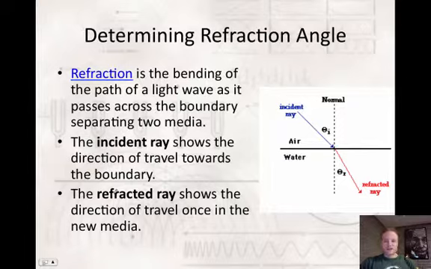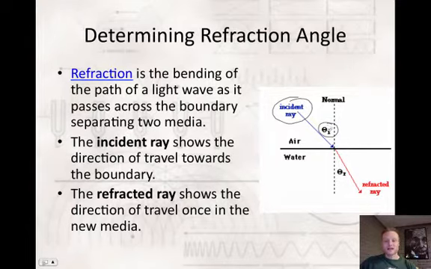Again, a reminder, refraction is the bending of the path of a light wave as it passes across the boundary separating two media. So in this picture on the right here is the incident ray. This is the ray traveling in air towards this air-water boundary. You can pretend this is a pond or whatever the case may be, but this light ray is traveling towards the water. It hits the water, and what ends up happening is this light ray refracts or gets bent as it enters into the water.